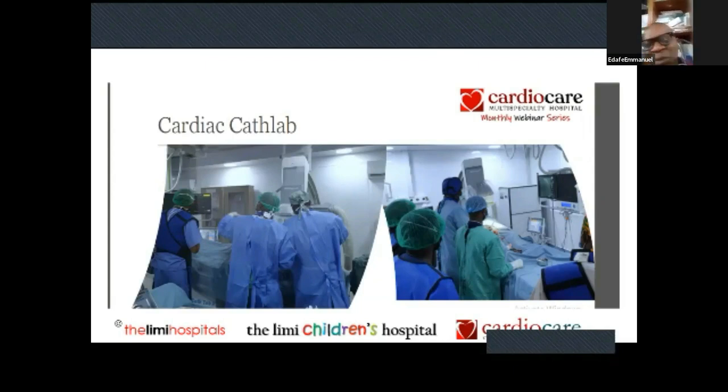This is what I want. Or the patient may say, no, I don't want PCI, I want surgery. So it depends on what the patient wants. So all these are things that you must put before the patient, on the table of the patient, to make a decision on what he or she wants in proceeding for the revascularization.